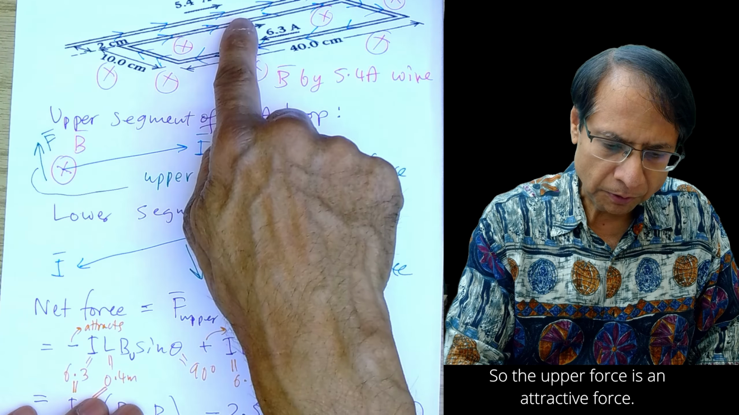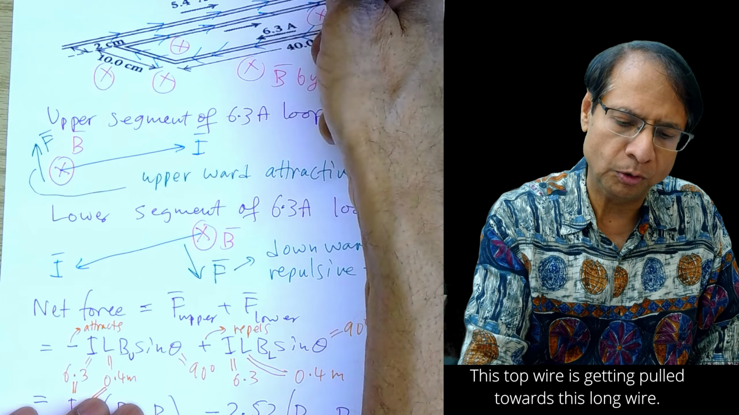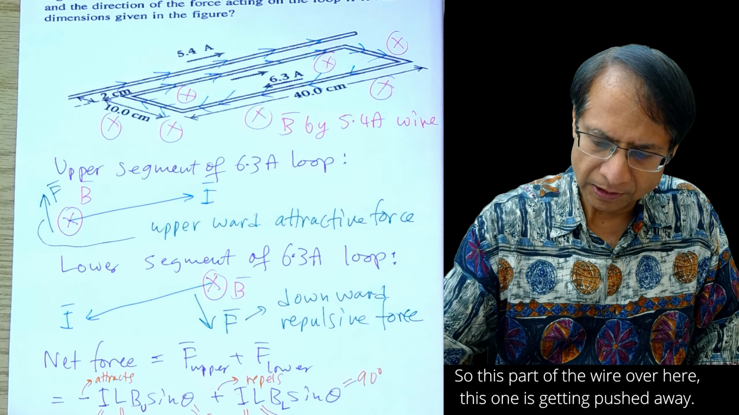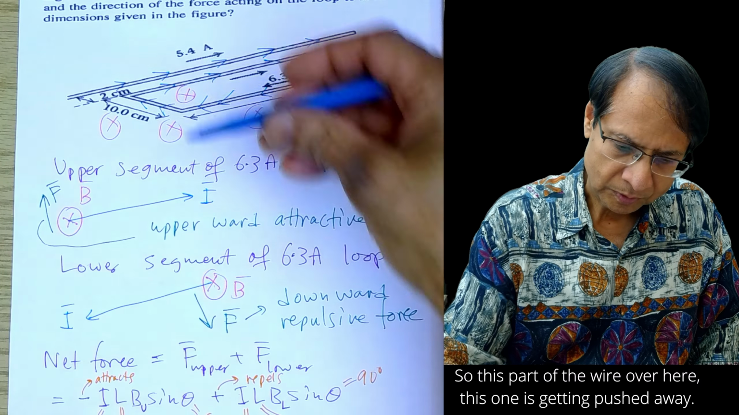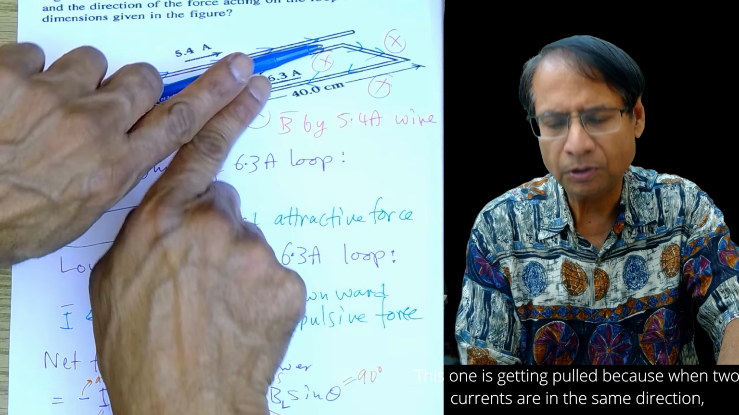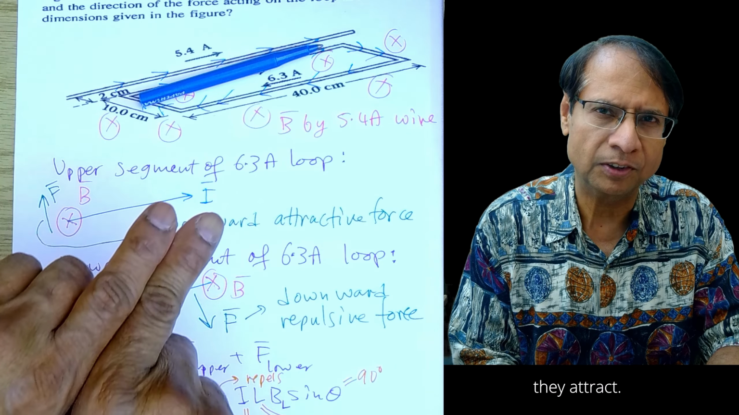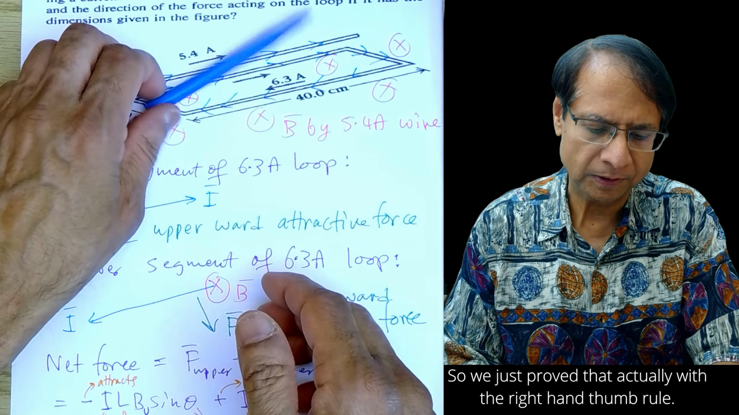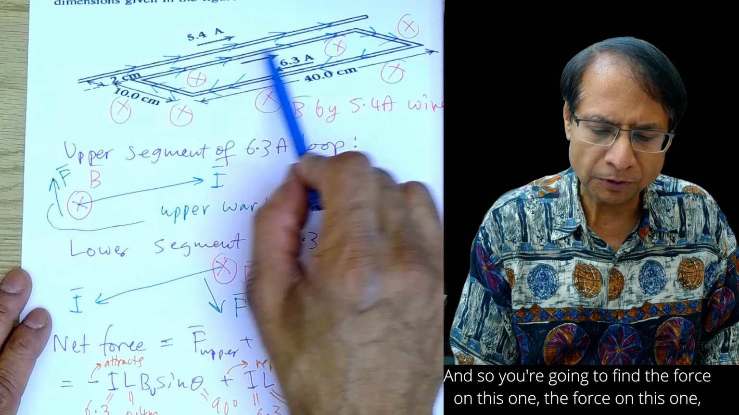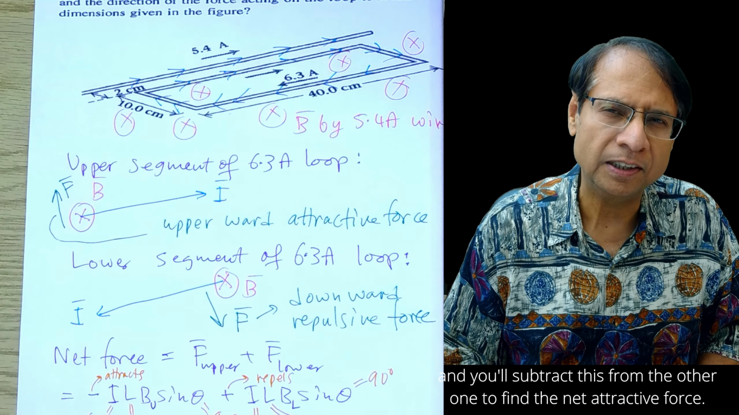So the upper force is an attractive force. This top wire is getting pulled towards this long wire. And this lower wire here, it's a repulsive force. So this part of the wire over here is getting pushed away. This one is getting pulled, because anytime two currents are in the same direction, they attract. If they're in opposite directions, they repel. So we just proved that actually with the right hand thumb rule. We're going to find the force on this one and the force on this one, and you'll subtract this from the other one to find the net attractive force.